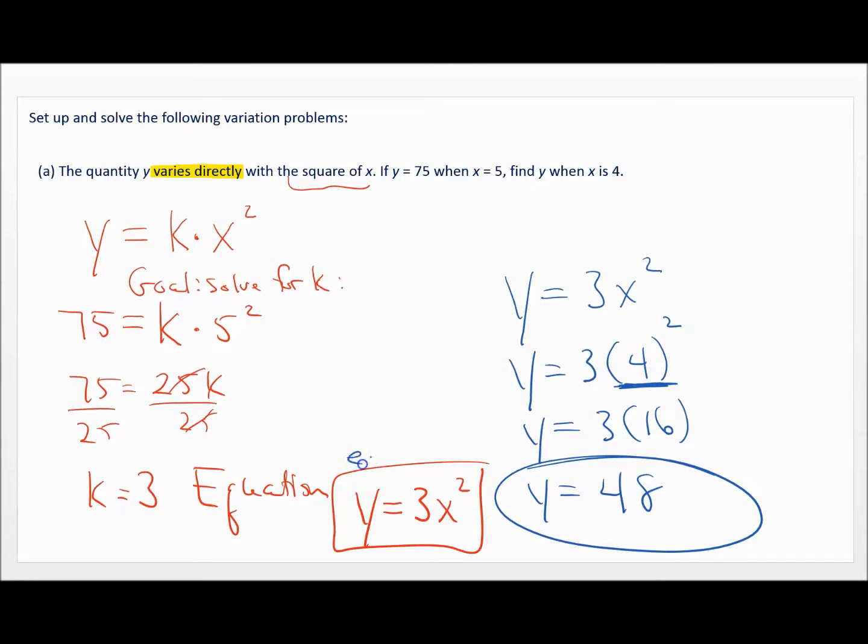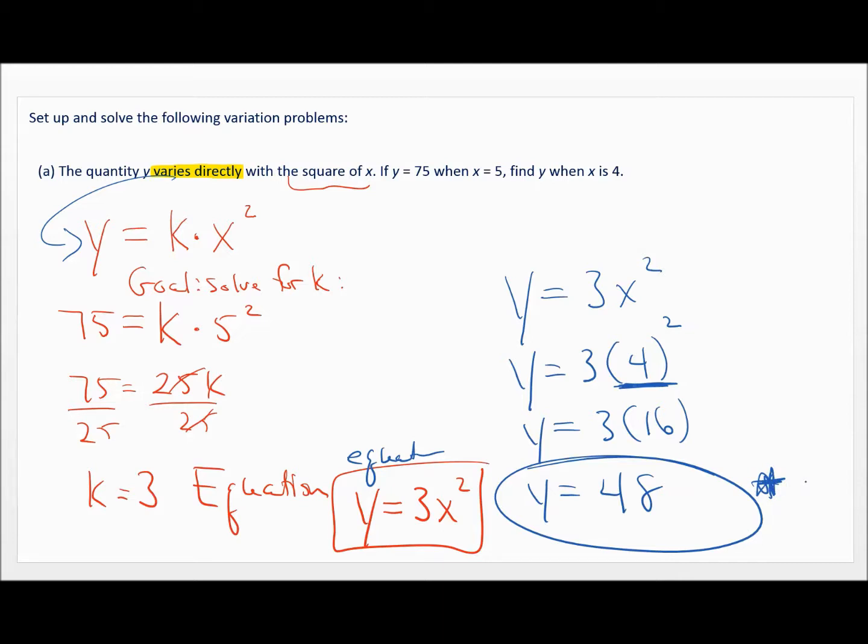So if they want an equation, we were done right here. Basically, your goal is to set up the right formula. So that is this first step. Plug in the information, that's the next step, and solve for k. And that gives you the formula. And then, if they give you more information, like find something, then you have to plug that value into your formula to find the final answer, which again, the final answer in this problem is 48.